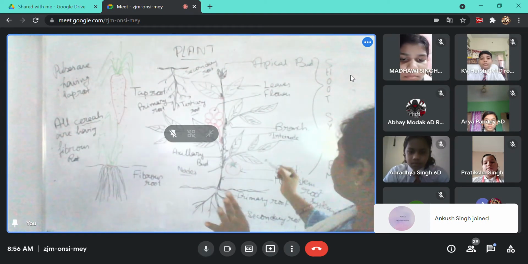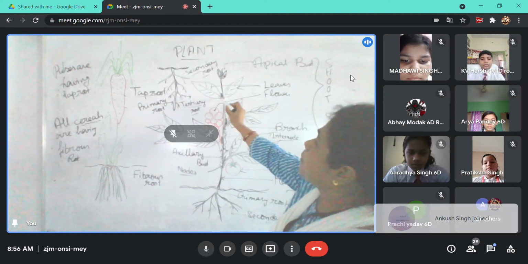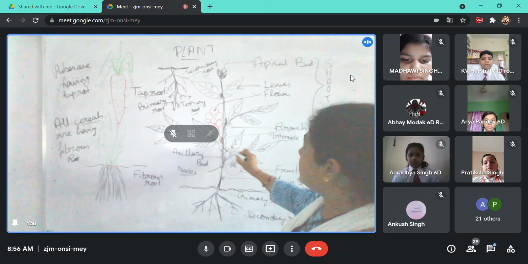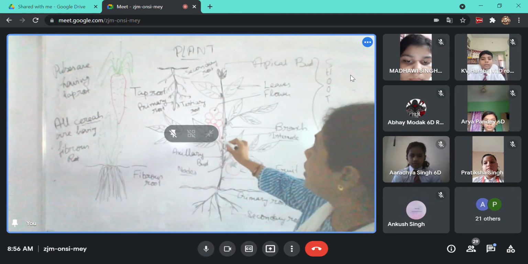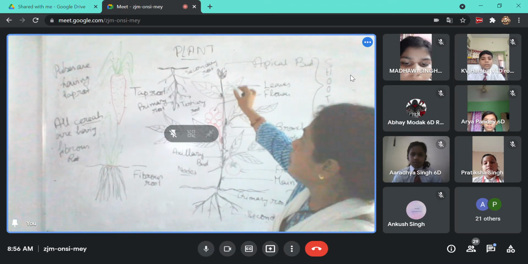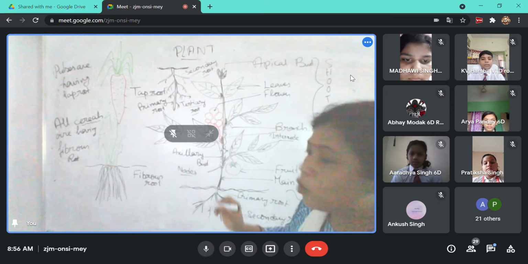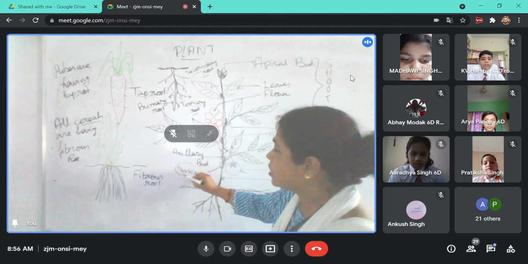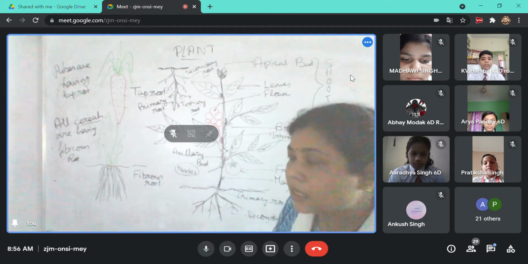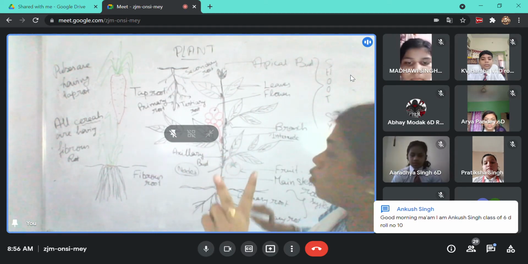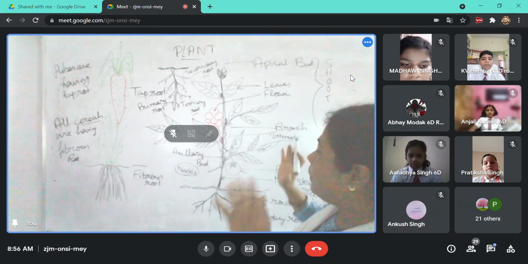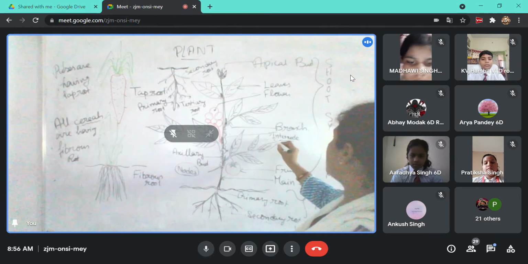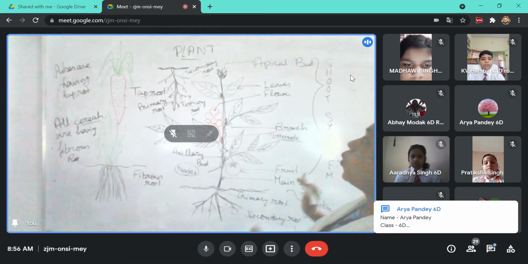So you can see there is some specified region from where the branches are coming out and the leaves are coming out, buds are coming out. Those regions are known as nodes. And the place between two nodes, that is, this is a node and this is also a node, the place between these two nodes is known as internode.